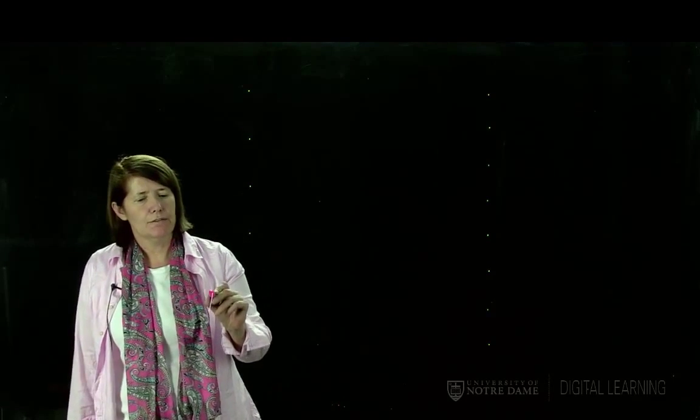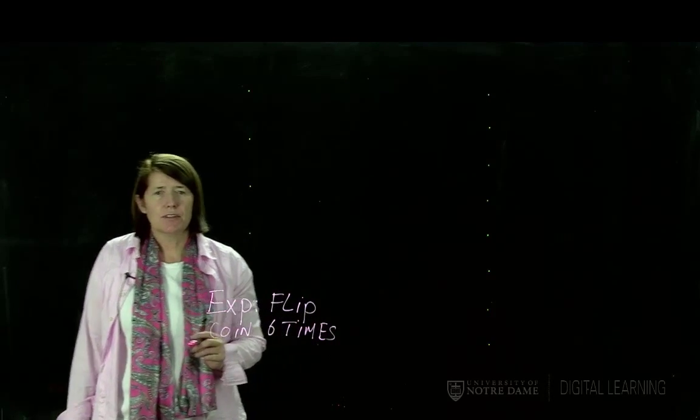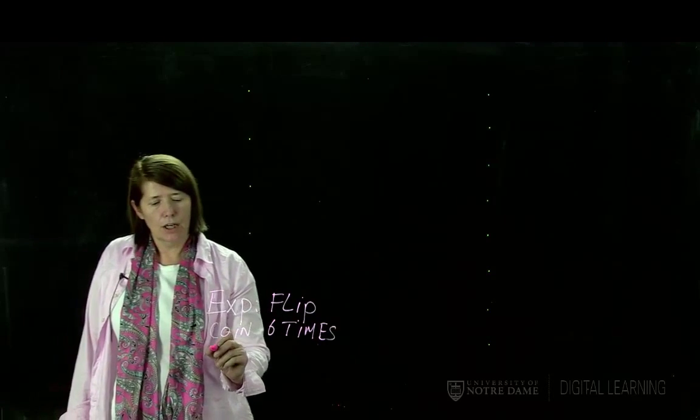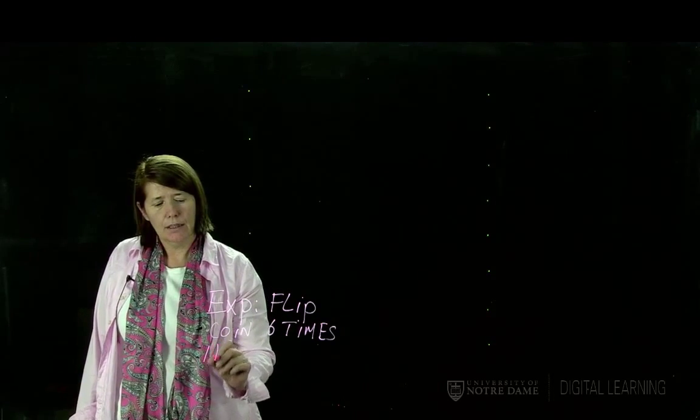Let's generalize a little by flipping a coin 6 times. So our experiment is to flip a coin 6 times, and we observe the sequence of heads and tails that result. And we'd like to know how many outcomes are in the sample space.